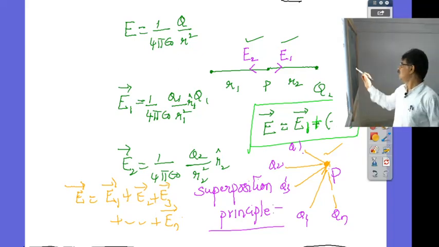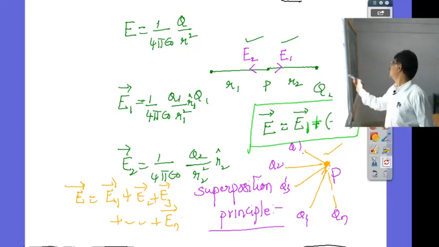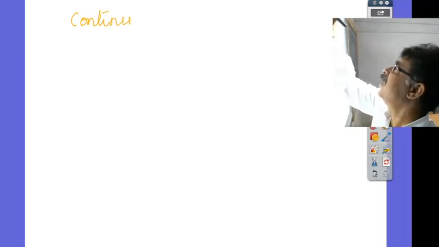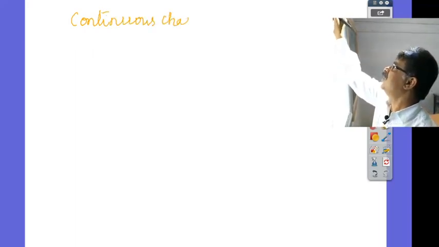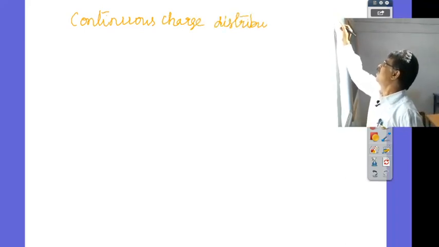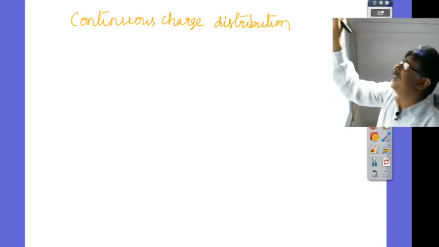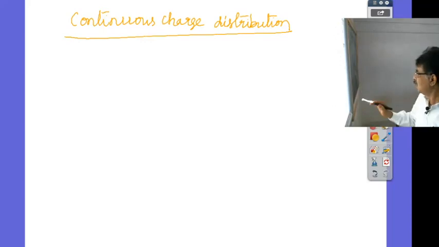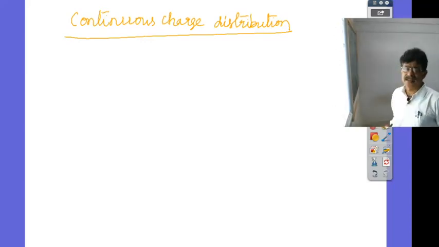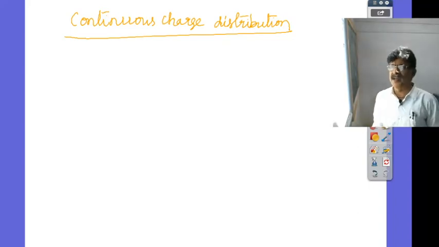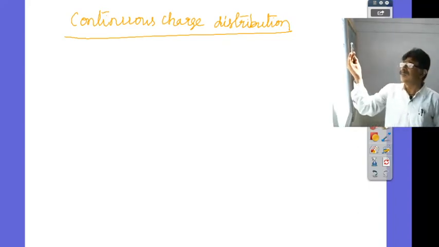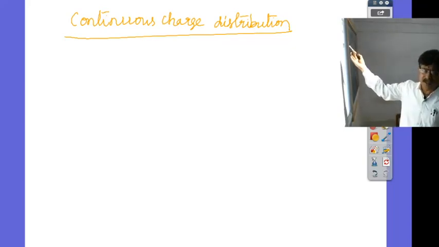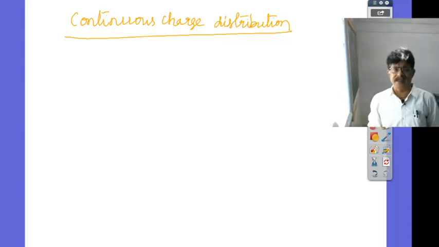Once you know this, let us make our discussion for continuous charge distribution. Till now we considered point charge, then we considered a number of charges distributed discretely, and we calculated the electric field intensities. Now, because of continuous charge distribution, how can we calculate the electric field intensity?